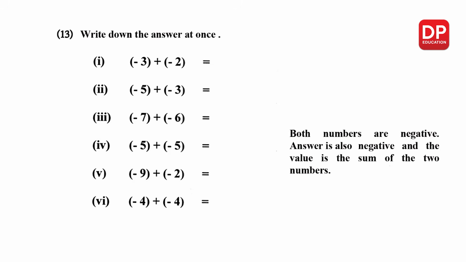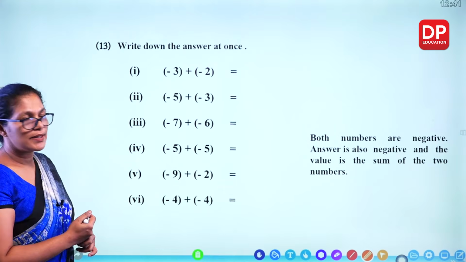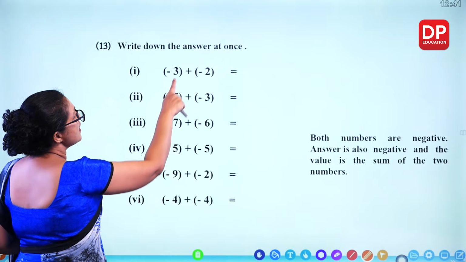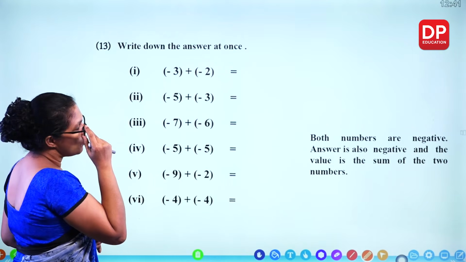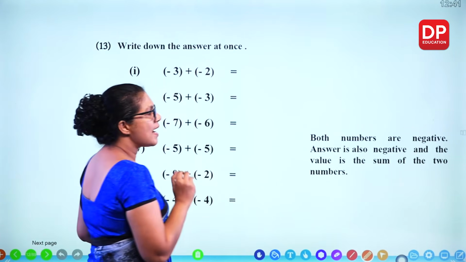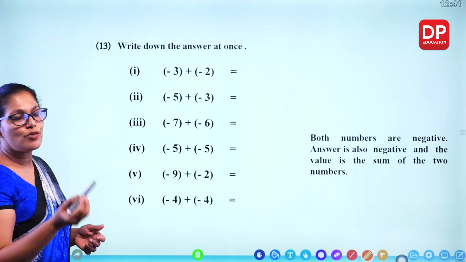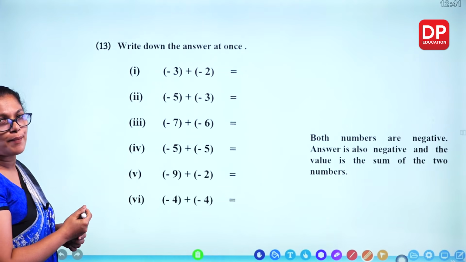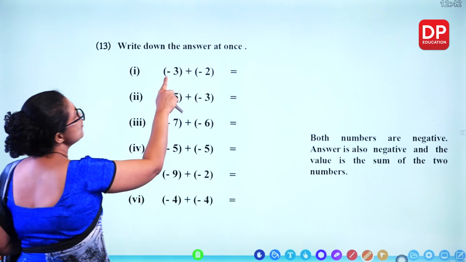Write down the answer at once. Now what happens? You get both negatives and addition sign is there. So what we do? Both numbers are negative, answer is also negative, and the value is the sum of the two numbers. If both are negative, just add it.